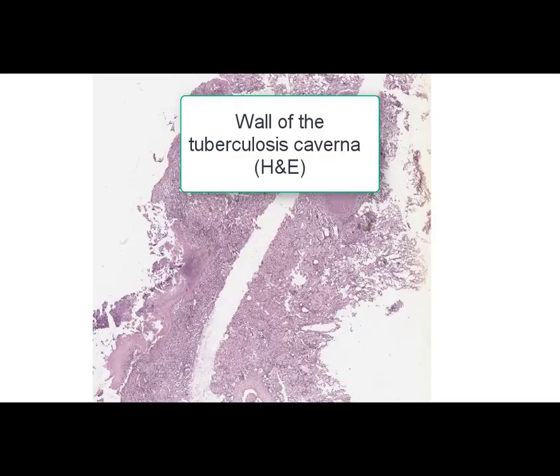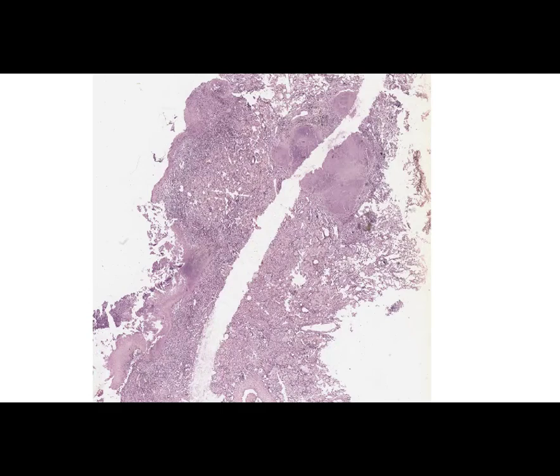This slide is a histological section of the lung tissue. Staining is hematoxylin and eosin. Name of the slide is wall of the tuberculosis cavity or cavern. This preparation illustrates specific proliferative granulomatous inflammation, particularly formation of the tuberculoma with subsequent degradation of the caseous necrosis in the center and formation of the cavity known as cavern.